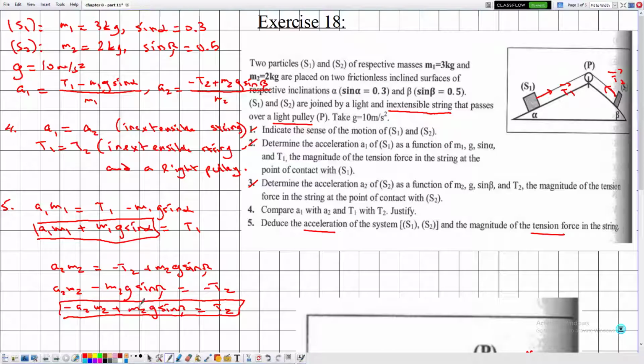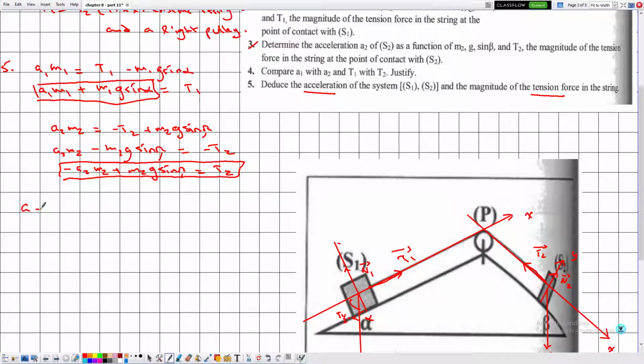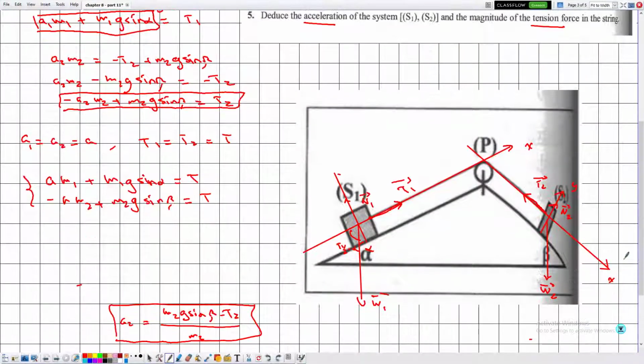Now we want to solve the following equations for the acceleration. So let me say that A1 is equal to A2 is equal to A, and T1 is equal to T2 is equal to T. Then let me rewrite equations 1 and 2 in the following form. We have that A M1 plus M1 G sine alpha is equal to T, and minus A M2 plus M2 G sine beta is equal to T. If we want to find the acceleration first, we will try to eliminate T by comparison, so T is equal to T.